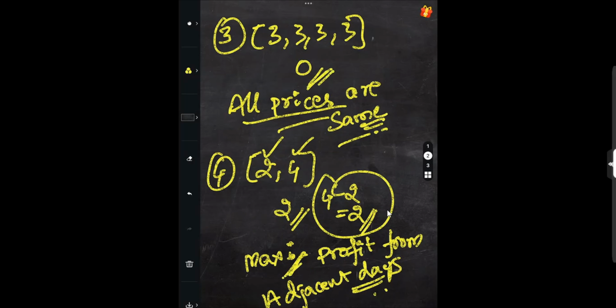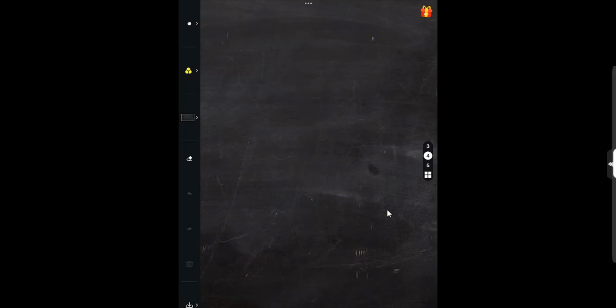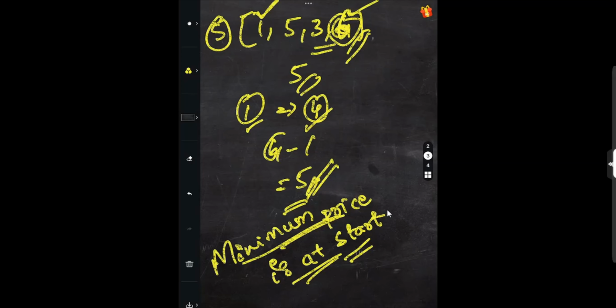And the fourth one was for maximum profit from the adjacent days. So adjacent days means next day itself, right? So 2 and 4 we got the profit of 2. This is one edge case. And finally this one was for maximum minimum price is at the start. This one minimum price, and the profit that we got here is 5. So minimum price is at the start. These 5 edge cases that we have to keep in mind.